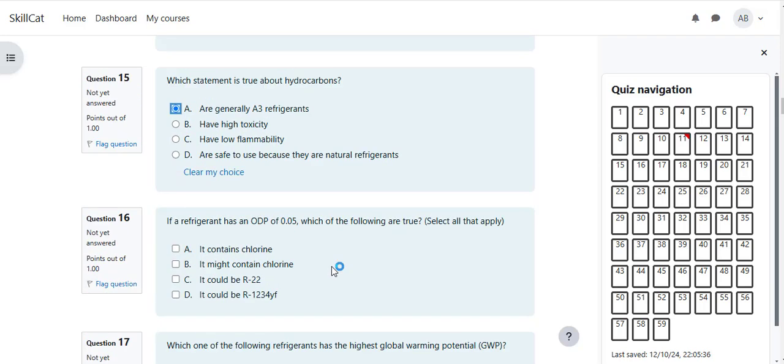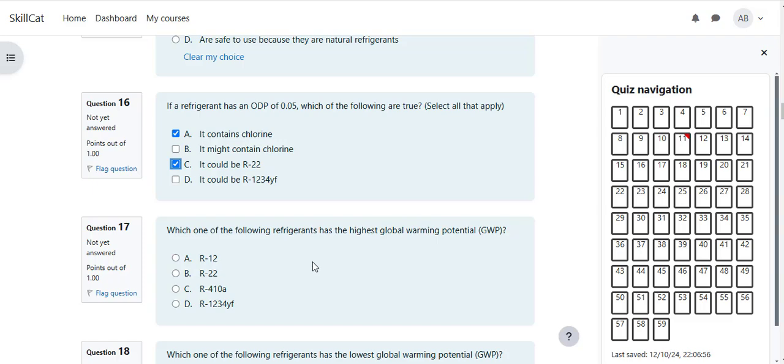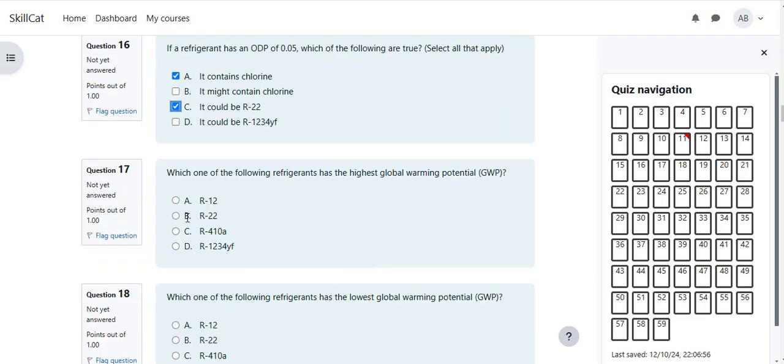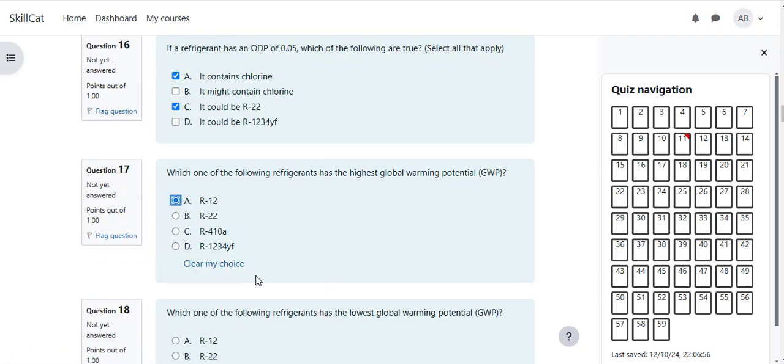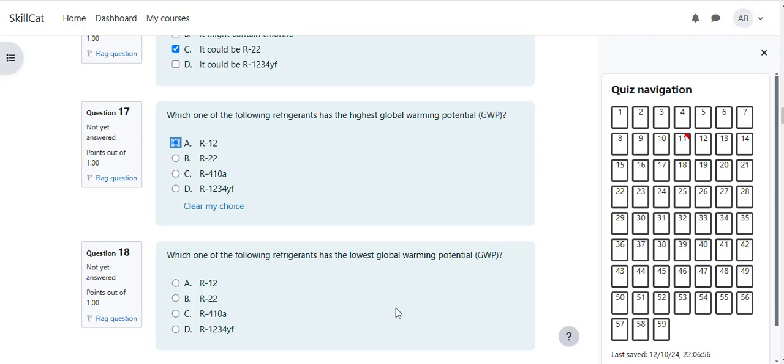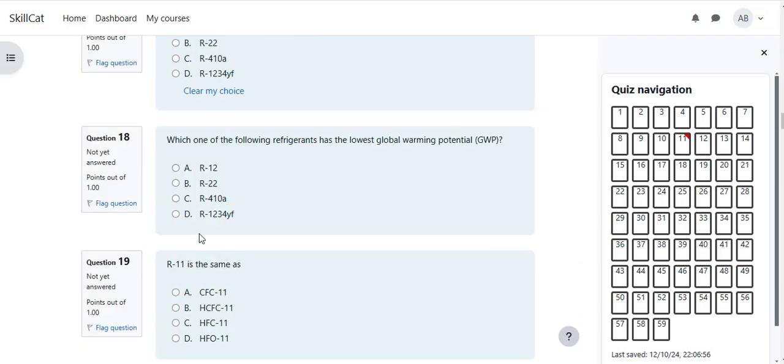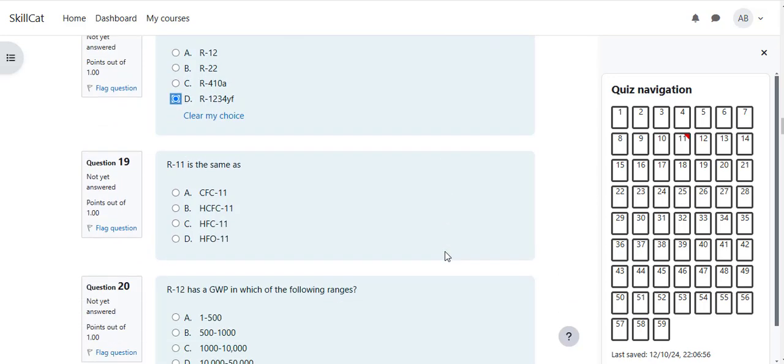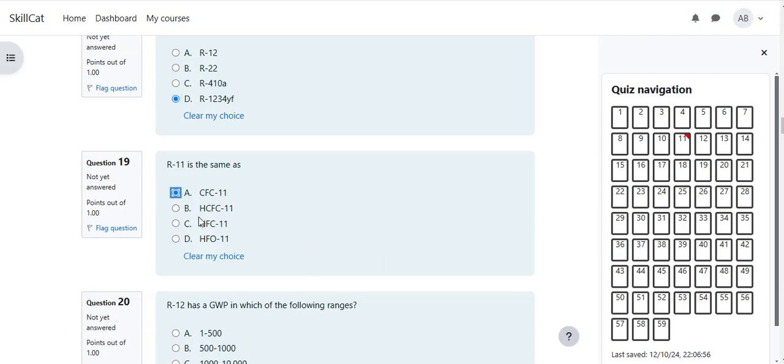If a refrigerant has an ODP of 0.05, which of the following is true? It contains chlorine. It could be R22. Which of the following refrigerants has the highest global warming potential? R12. Which of the following has the lowest global warming potential? R11 is the same as CFC 11.